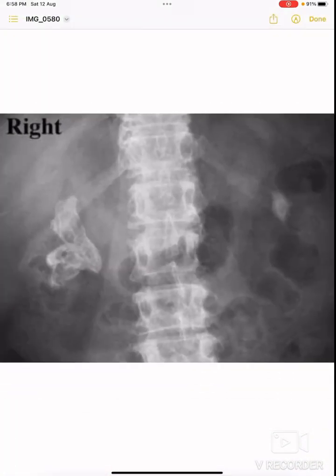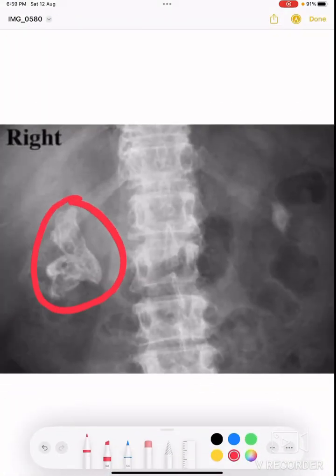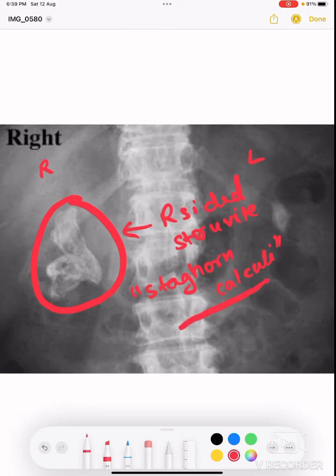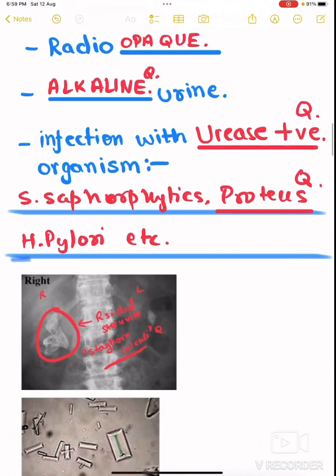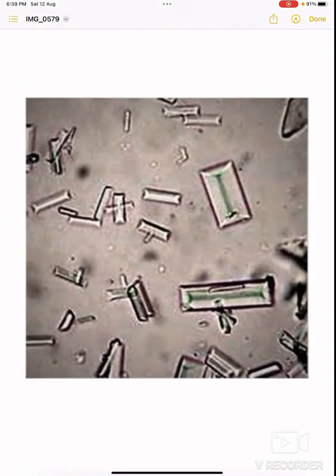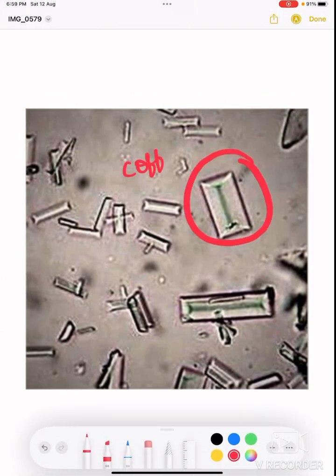So here you can see in that X-ray, this particular image, this is the right side and this is the left side. So this is right-sided struvite stone, or we also call it staghorn calculi. Very important, right? This particular photo can be given in your examination. Then what is the shape? It is coffin shaped, right? Coffin shaped.